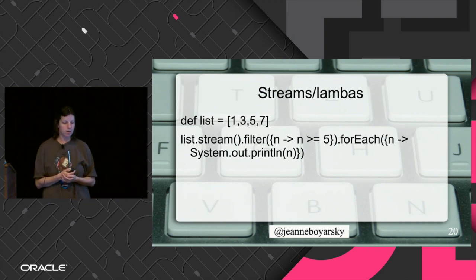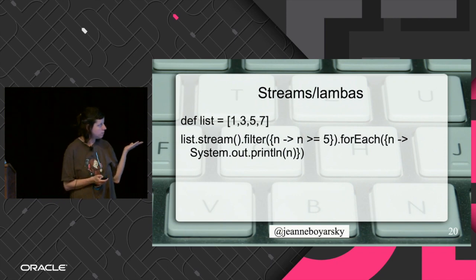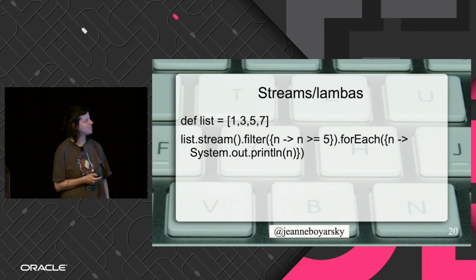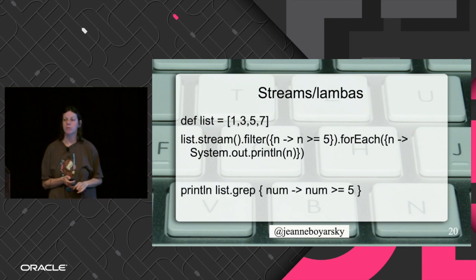If we wanted to write code in Java to print out the elements that are greater than or equal to 5, this is what it looks like. And I know it would be better if it was on different lines, but I need to show something else on the screen, so we're just going to pretend this is nice and readable. This is that same code in Groovy.